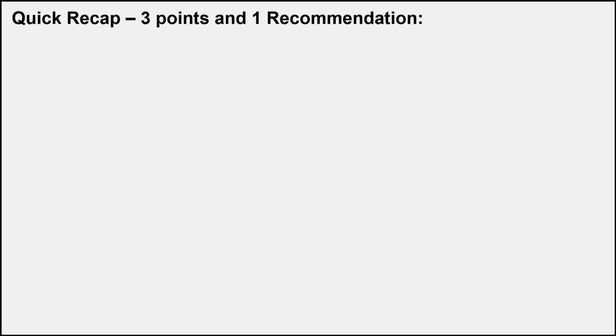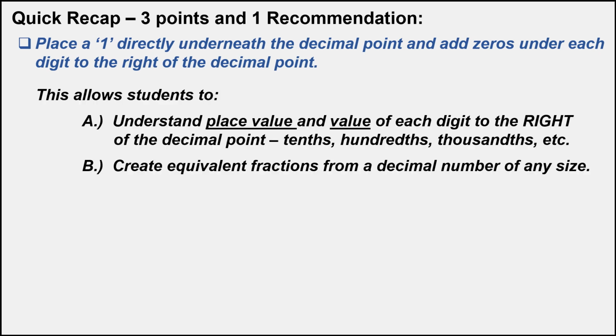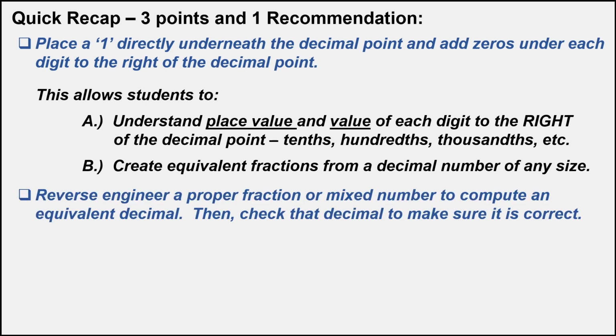A quick recap of the video. 3 main points and 1 recommendation. Point 1. Place a 1 directly under the decimal point and add zeros under each digit to the right of the decimal point. This allows students to A. Understand place value and value of each digit to the right of the decimal point, tenths, hundredths, thousandths, etc. And B. Create equivalent fractions from a decimal number of any size. Point 2. Reverse engineer a proper fraction or mixed number to compute an equivalent decimal.